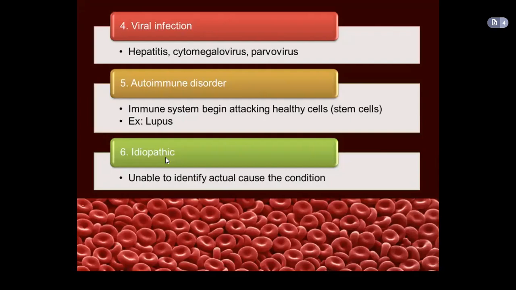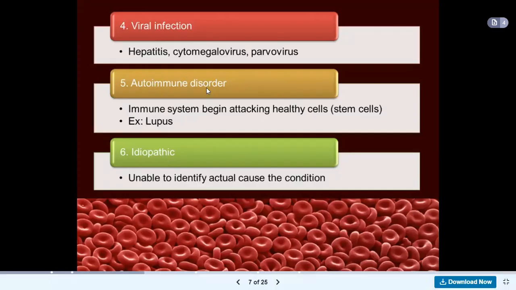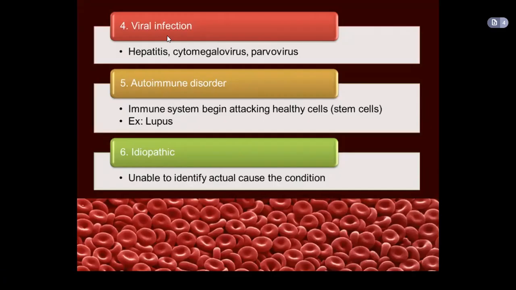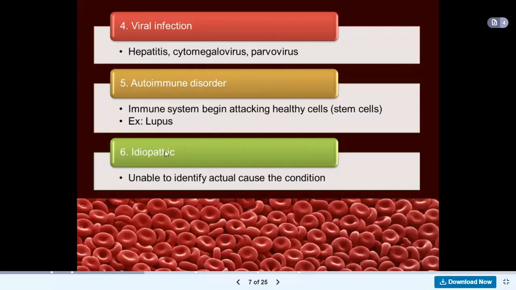So we cannot identify the reason for the aplastic anemia. We have excluded autoimmune disease, viral infection, and chemical or radiation exposure, yet the patient still has aplastic anemia. So we cannot identify what the cause of the anemia is. So we say that it is an idiopathic cause of aplastic anemia.